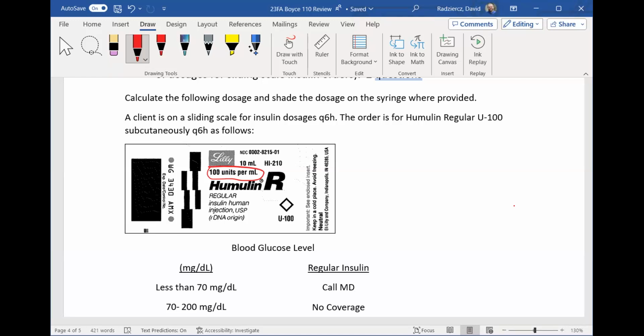The reason I'm also telling you this is when you look at the actual test, one of the things you're going to see is that the syringe that they'll ask you to mark will have units listed. So if you're converting units to milliliters, you're just getting ahead of yourself. We kind of stay away from that when we talk about insulin. Insulin is measured in units.